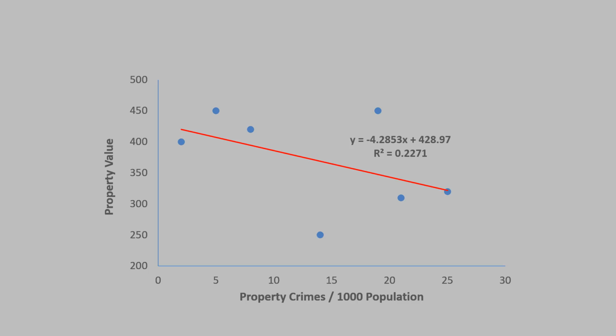$428,000 is the y-intercept, the point at which the regression line crosses the y-axis. And if you extend the line with your eye, you get an idea that that's about right. Microsoft Excel never draws these with perfect accuracy, but it looks to me as if that line would cross around 440 or something like that.